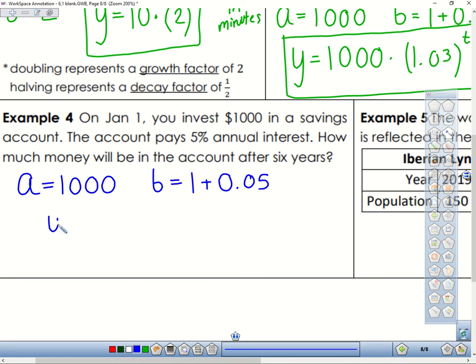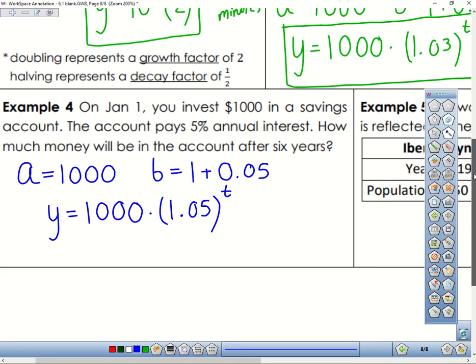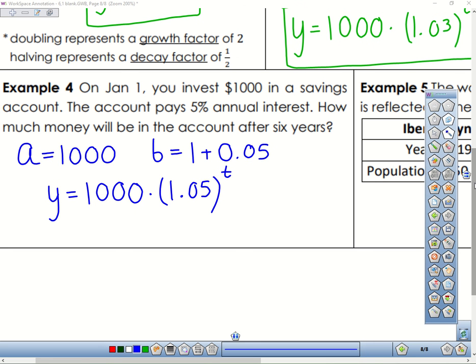So let's set up our equation. It's going to be y equals A times B to the t power. But this question didn't want us to just set up the equation. This one wants us to do what? Good. Solve for the amount of money after 6 years, which is represented by y. Now in this case, our t is annual, so yearly. So can I just plug in 6 for t? Yes, because they're in the same units, not one in minutes and one in hours.